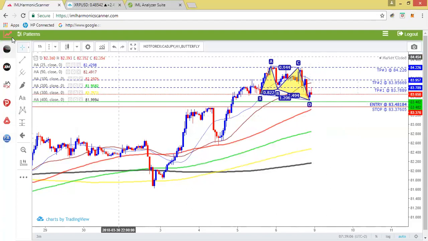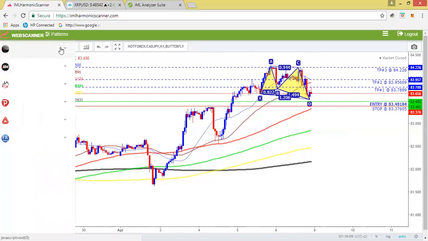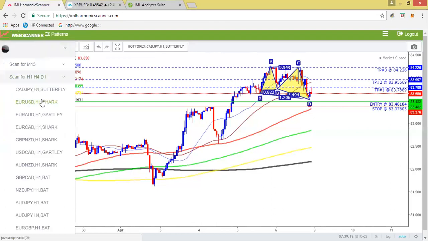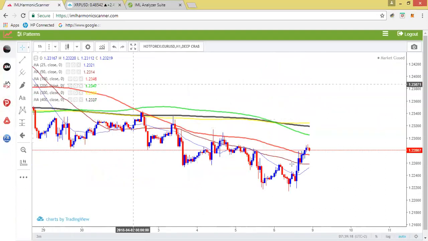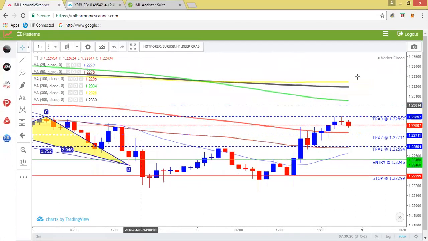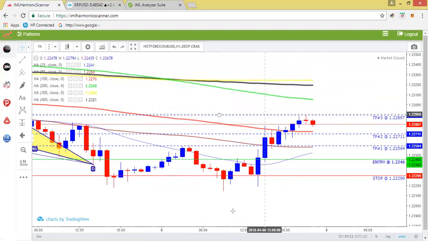So let's look for another pair. Let's look for Euro USD. So this Euro USD, well, it has been caught since.